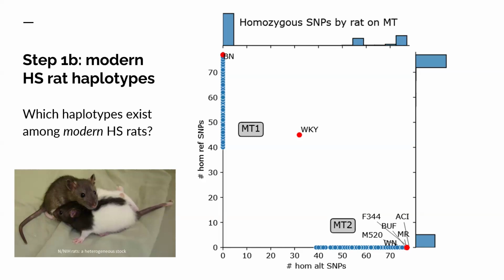I'm sorry. That was not my fault. And you can also see the WKY was lost. It had some reference, some alternate of these SNPs, but no one looks like it. So we're dealing with mitochondria 1, MT1, and mitochondria 2, MT2.